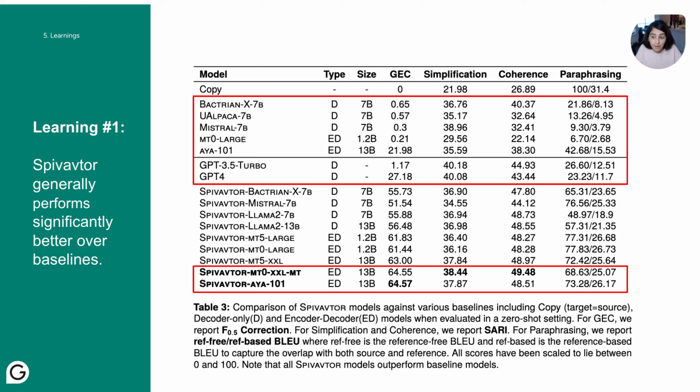Learning number 1 is that Spivavtor models generally outperform the baselines. It's clear to us that across all the tasks, the Spivavtor models have performed significantly better than the baselines, which demonstrates the usefulness of instruction fine-tuning for these text editing tasks.